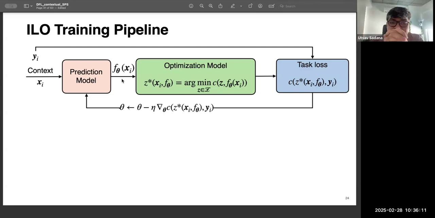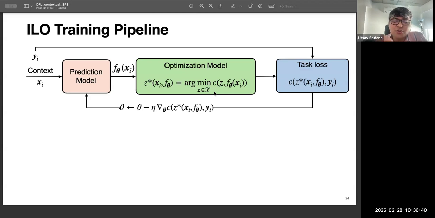Now, what we want is to learn prediction models which lead to better decisions. So what you do is you plug this prediction model into your optimization problem. Once you plug this in, you get a decision. Note here that the decision that you are getting is under your model, right? Even if you plug this decision in your cost function, what you get is a cost under your prediction model.